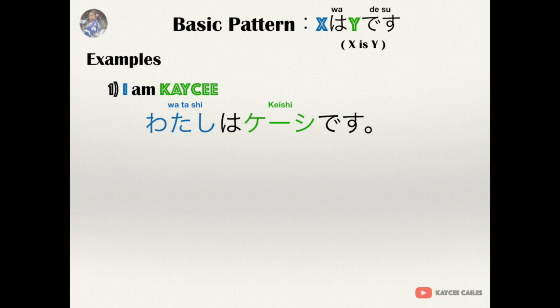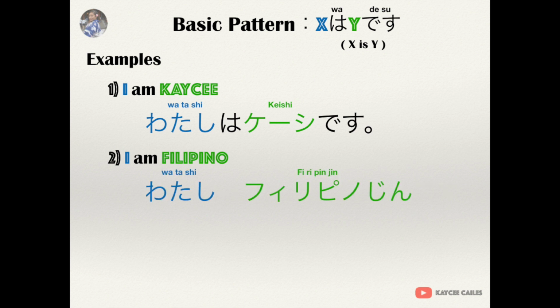Second example, I am Filipino. I is our X or topic, while Filipino is our Y or comment. So in Japanese, I is watashi, as mentioned earlier, and Filipino is Philippine-jin. Notice again the presence of katakana. Now let's make this into a sentence. Watashi wa Philippine-jin desu. I am Filipino.